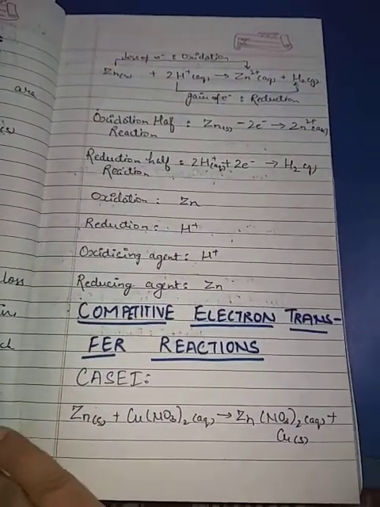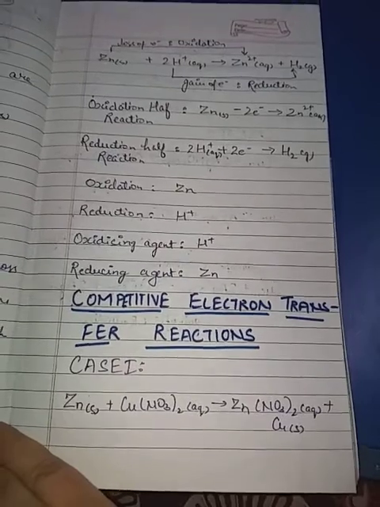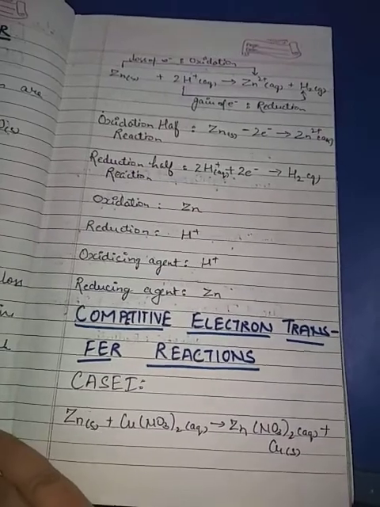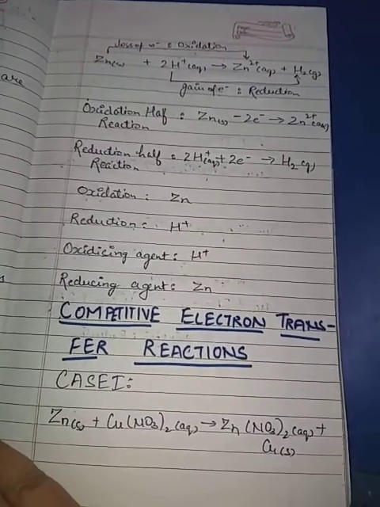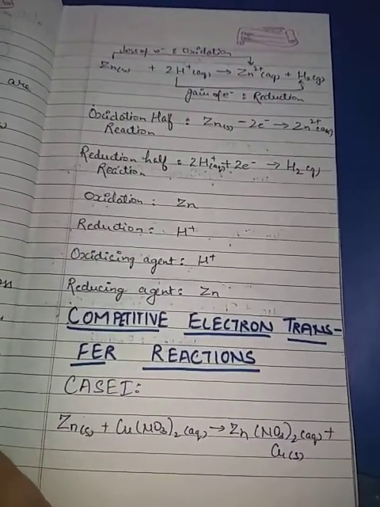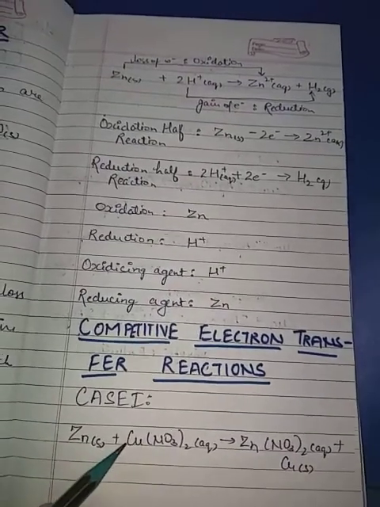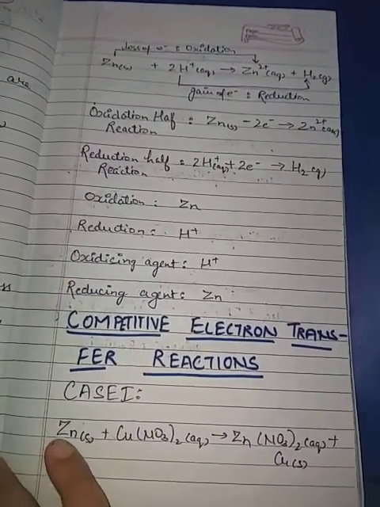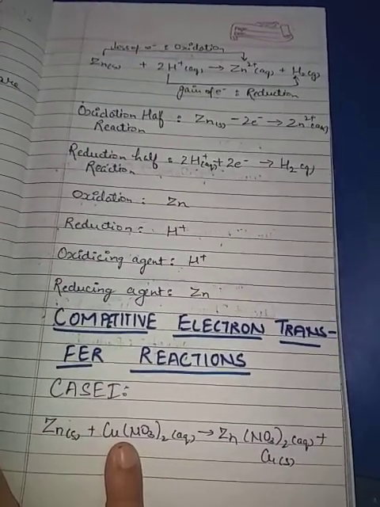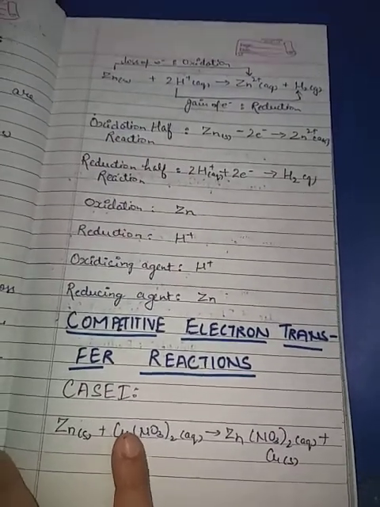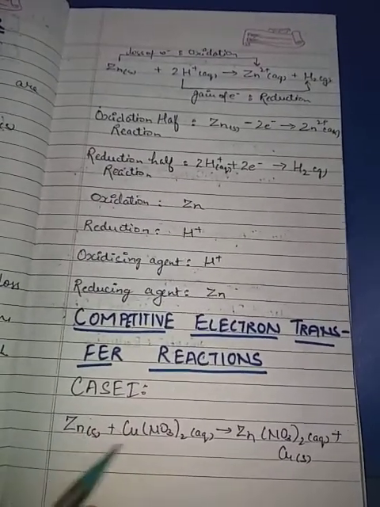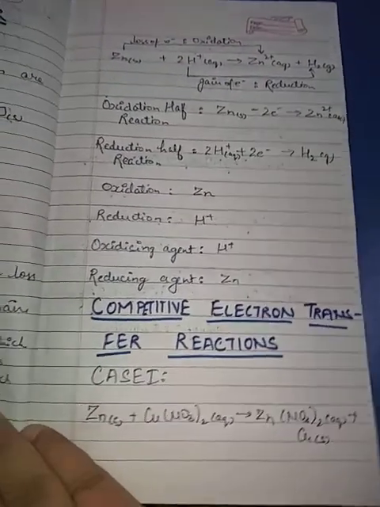Now competitive electron transfer reactions. Competitive means we have studied the electrochemical series: the metal which is present above in the electrochemical series can displace the metal which is present below in the series. Only that thing we'll study here. Like here we have taken the example of zinc, and suppose we dip that zinc rod in blue colored copper nitrate solution. Okay, after some time we'll see that the color of this copper nitrate will start fading, and copper metal will start depositing on the surface of zinc.